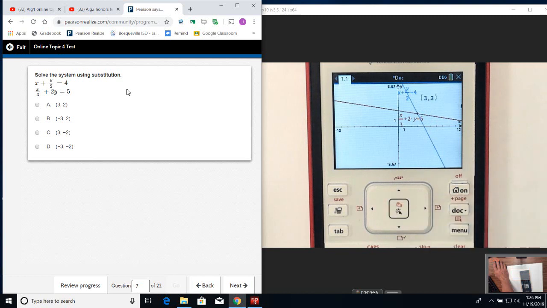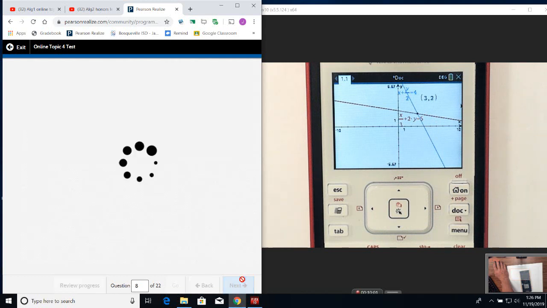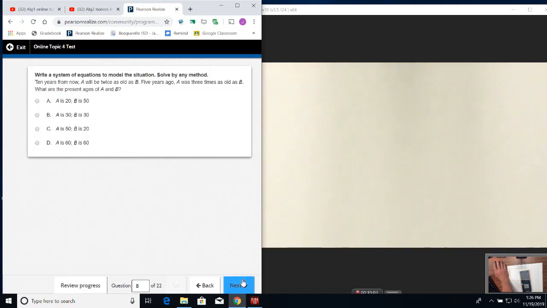Push it again to let it go, and it would be at 3, 2. How easy is that? Calculator, do the work for you. Now, I do want to help you with number 8. It's kind of confusing how to set it up. So if y'all need help with number 8, you might want to pay attention.